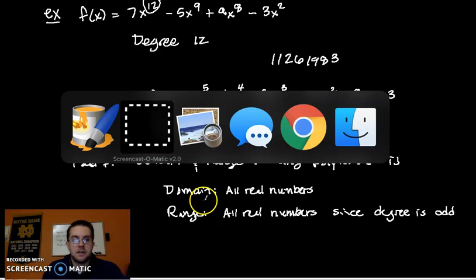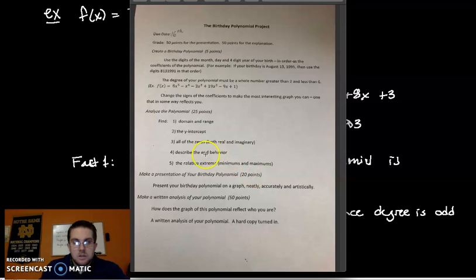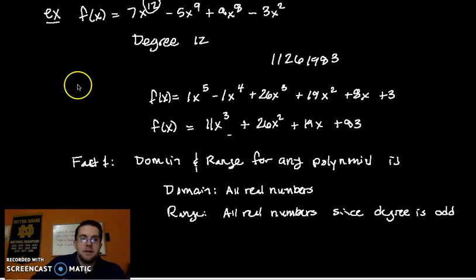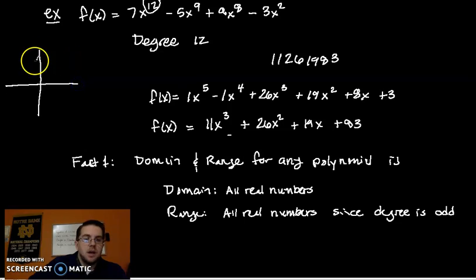Now, let's look at your other requirements. So we need to find the y-intercept, and we need to find all the zeros, both imaginary and real. Okay? So the y-intercept is actually easy. The y-intercept is basically when does this polynomial cross the y-axis. And if you're thinking about it, and I hope you are, the only time that a polynomial can cross the y-axis is when the x value is 0. Okay? So we're looking for the point 0 comma something.